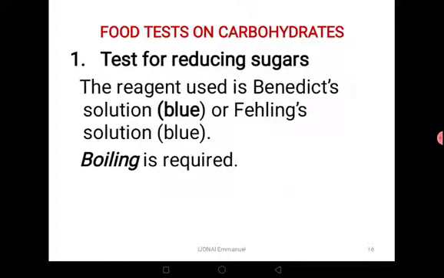So at least for now, from this slide, what I want you to realize is that the chemical that we use for testing for reducing sugars is called Benedict's solution or Benedict's reagent, and its color is blue. If you don't have Benedict's solution, you can use Fehling's solution, and its color is also blue, and boiling is required. So that's what I want you to know from this particular slide.